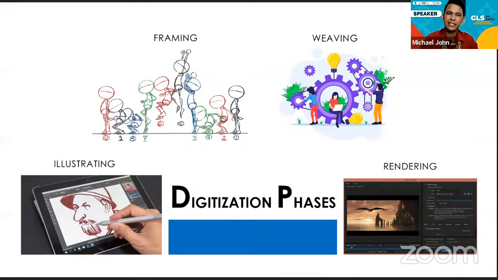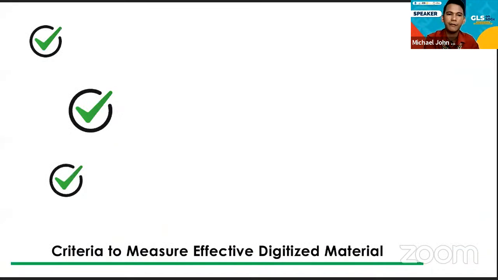So that's it for the digitization concept, the use of digital storytelling as the basic and relevant concept in creating digitized material. Now, let's move on to the cultural. Before that, I have here the criteria to measure effective digitized material. But these are just suggested criteria. Maybe you have your own criteria in your locale or in your institution.